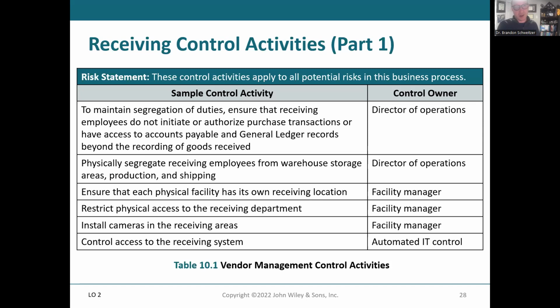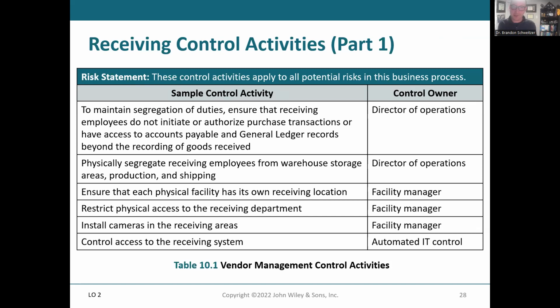Ensure physical facilities has its own receiving location. So if there's like a receiving dock, where the truck backs up and offloads, that there's a designated receiving area. Only receiving happens in that area. Okay, it's separate from storage, right? So yeah, having separate facilities is great whenever possible.